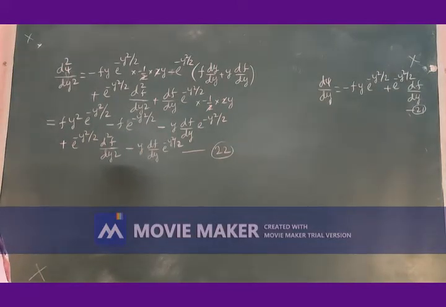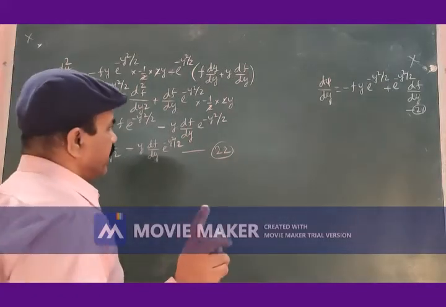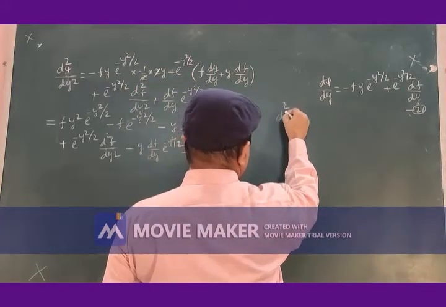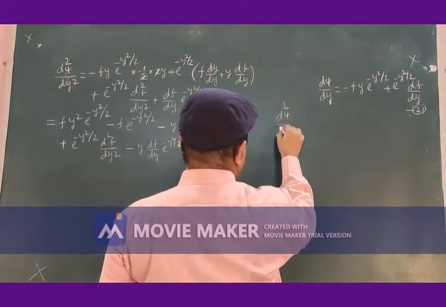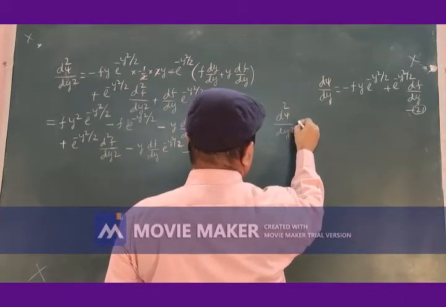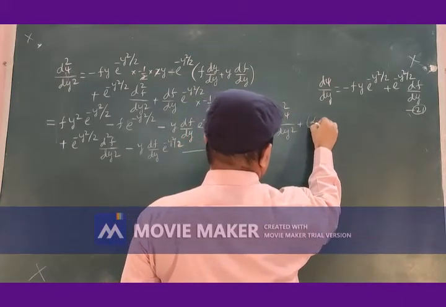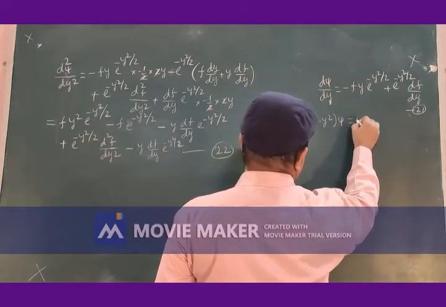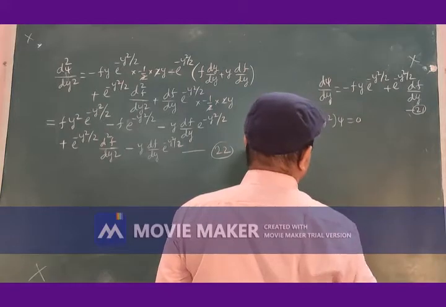Now let us substitute equation 22, d2 psi by dy square, in equation 13. What is equation 13? I think equation 13 is this: d2 psi by dy square plus (alpha minus y square) psi is equal to 0.